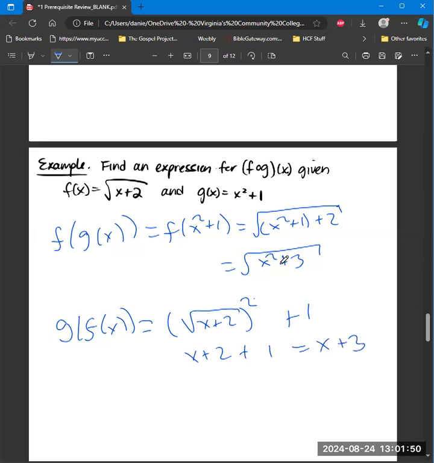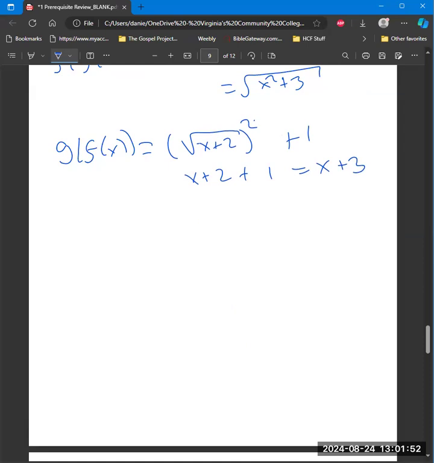I do want you to just note something right here. It's going to be important later on in the class, possibly, that the square root of x squared is equal to the absolute value of x. It's not equal to just x. This is one of the definitions for the absolute value of x.